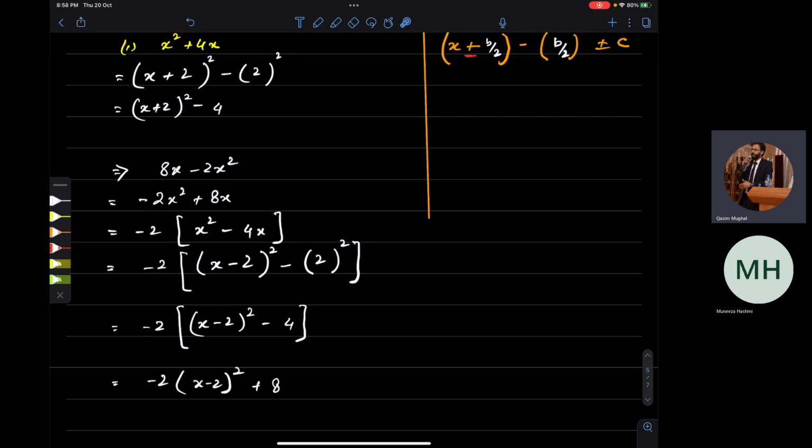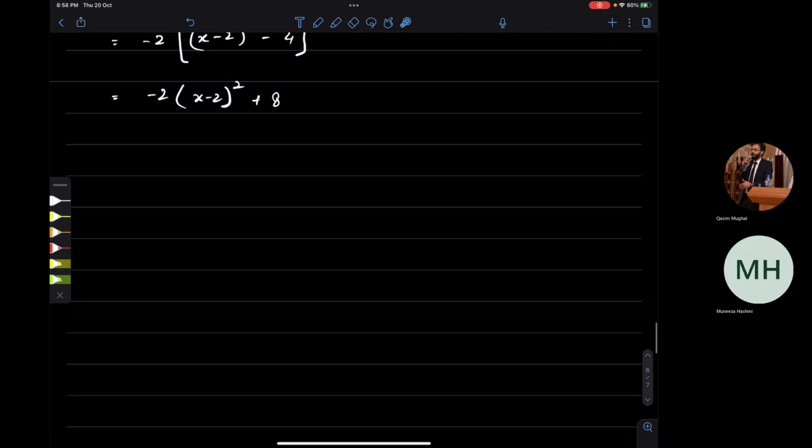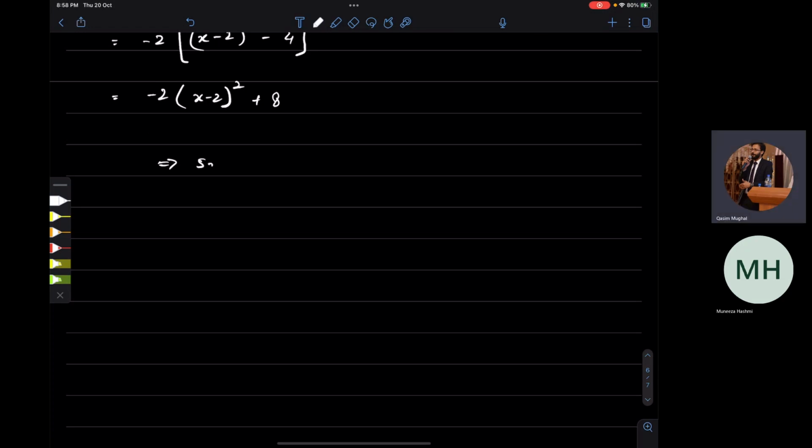Now I'm going to give you one question for you to do. The question is five x squared minus 15x plus 3. Don't worry if you can't. What is the first thing you're going to do over here? We have to make sure that the coefficient of x squared is 1. So we'll take 5 common from the entire expression, not from just the first two terms.